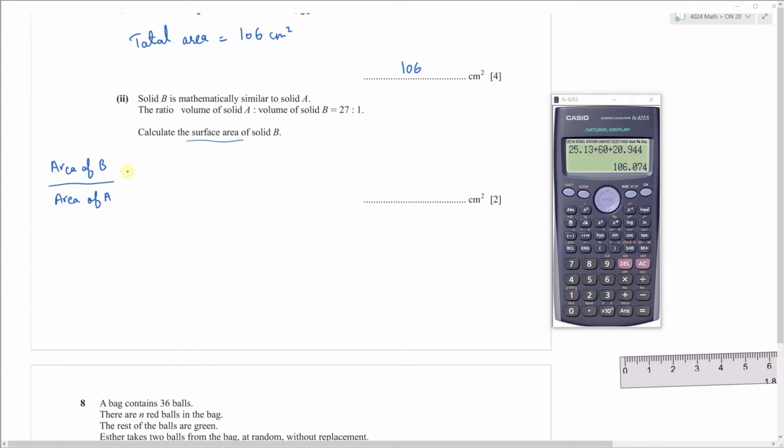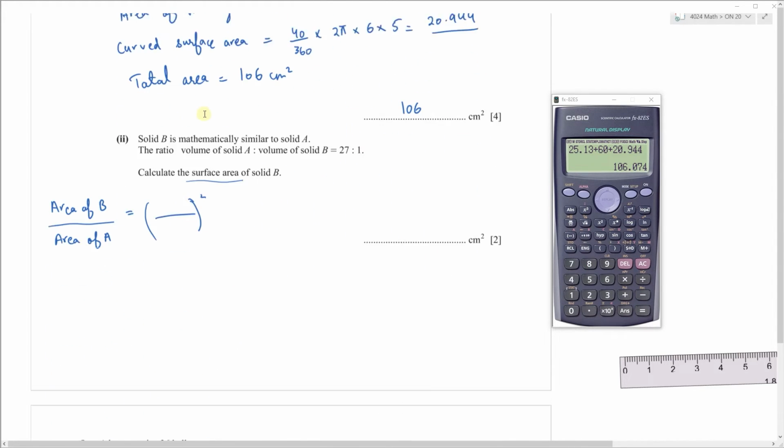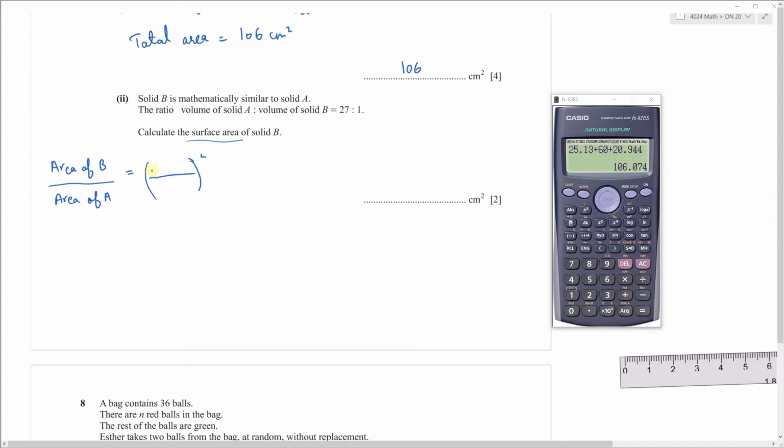So the ratio of their areas will be equal to the square of the ratio of one of their dimensions. So we can take any dimension. Let's take this height. So we'll use the height. So this will be height of B divided by height of A, and then square.